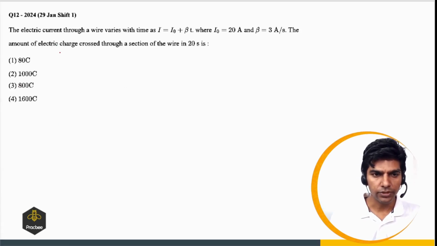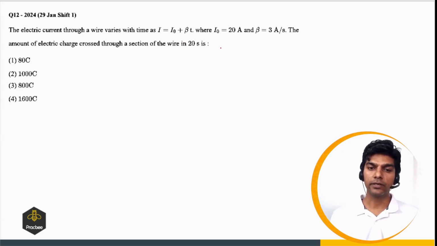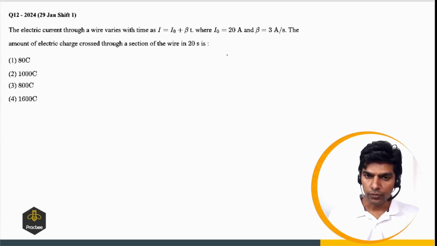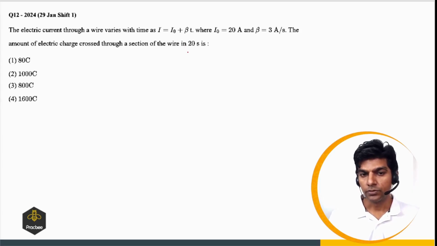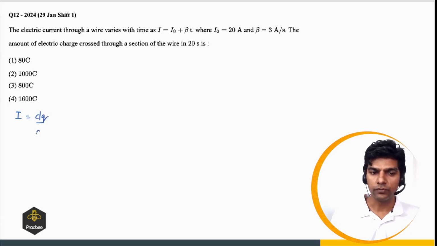The first illustration: the electric current through a wire varies with time as I equals I naught plus beta times t, where I naught is 20 ampere and beta is 3 ampere per second. Find the amount of electric charge that crossed a section of the wire in 20 seconds. So we have to find the charge. And if you remember, current is defined as dq by dt, the rate of change of charge.